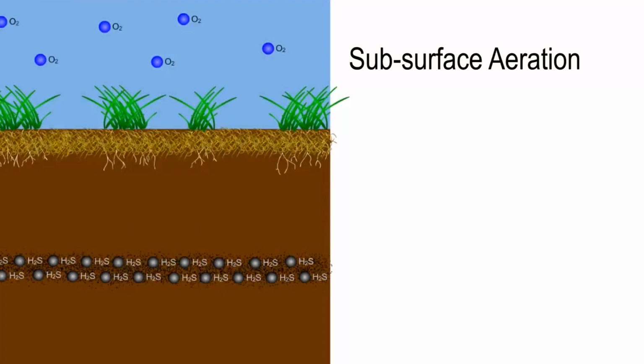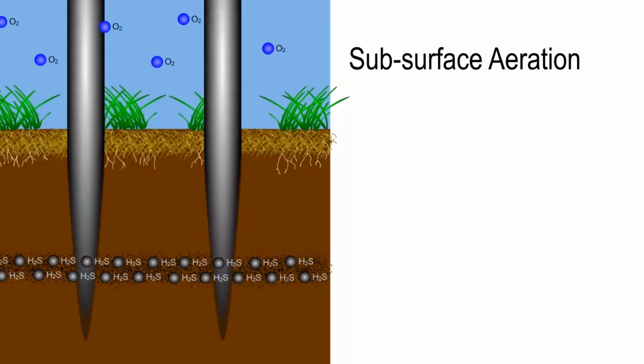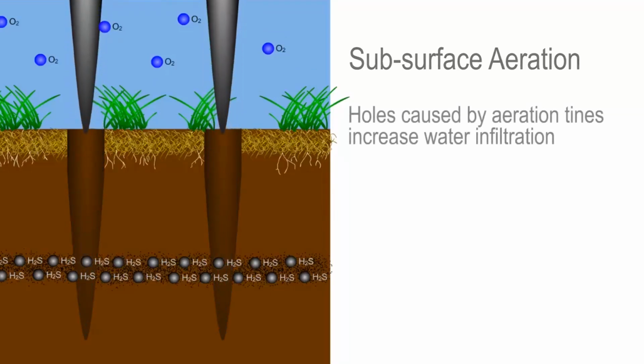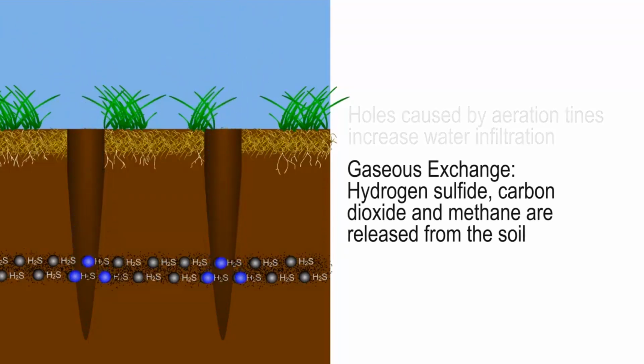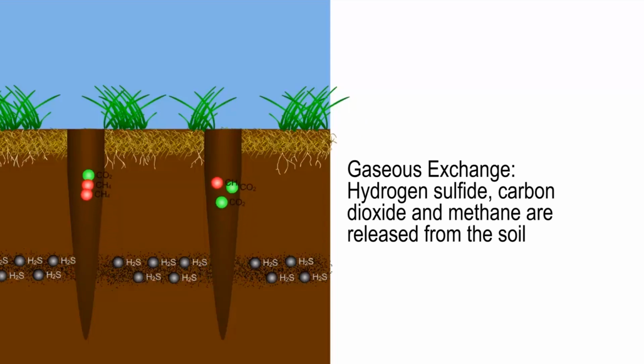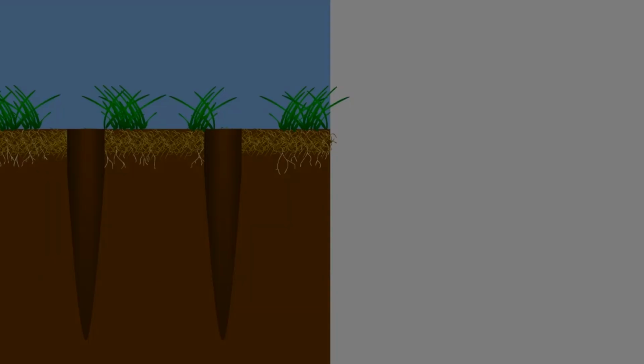Subsurface aeration increases the air-filled porosity of the soil. Simply, this is a matter of increasing the air spaces within the soil and decompacting the surface. The holes caused by aeration tines, of course, will increase water infiltration. But perhaps what we don't see is the gaseous exchange as the toxic gases of hydrogen sulfide, carbon dioxide and methane are released from the soil, as the air, which don't forget is proportionally high in nitrogen, replaces them.